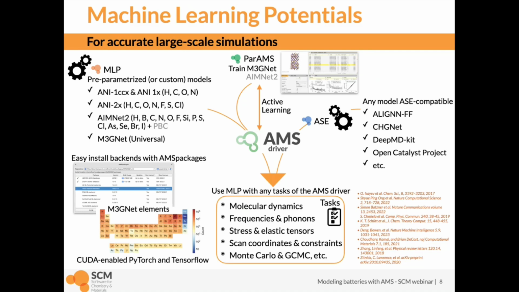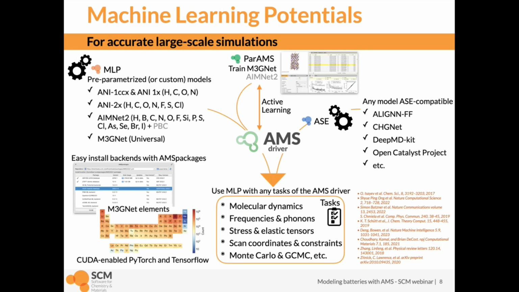The other way, if your favorite model is not there, you can connect it to our ASE engine, and from there you can pretty much use anything that's been published. And all those models, you can use them with the AMS driver, right? With the AMS driver, you can do MD, Grand Canonical Monte Carlo, PES scan, NEB, etc. Finally, if those models are not accurate enough for you, we have this ParAMS tool that you can use to train and fine-tune the model, and that's really what I want to talk about today. So that's what came this year with AMS 2024.